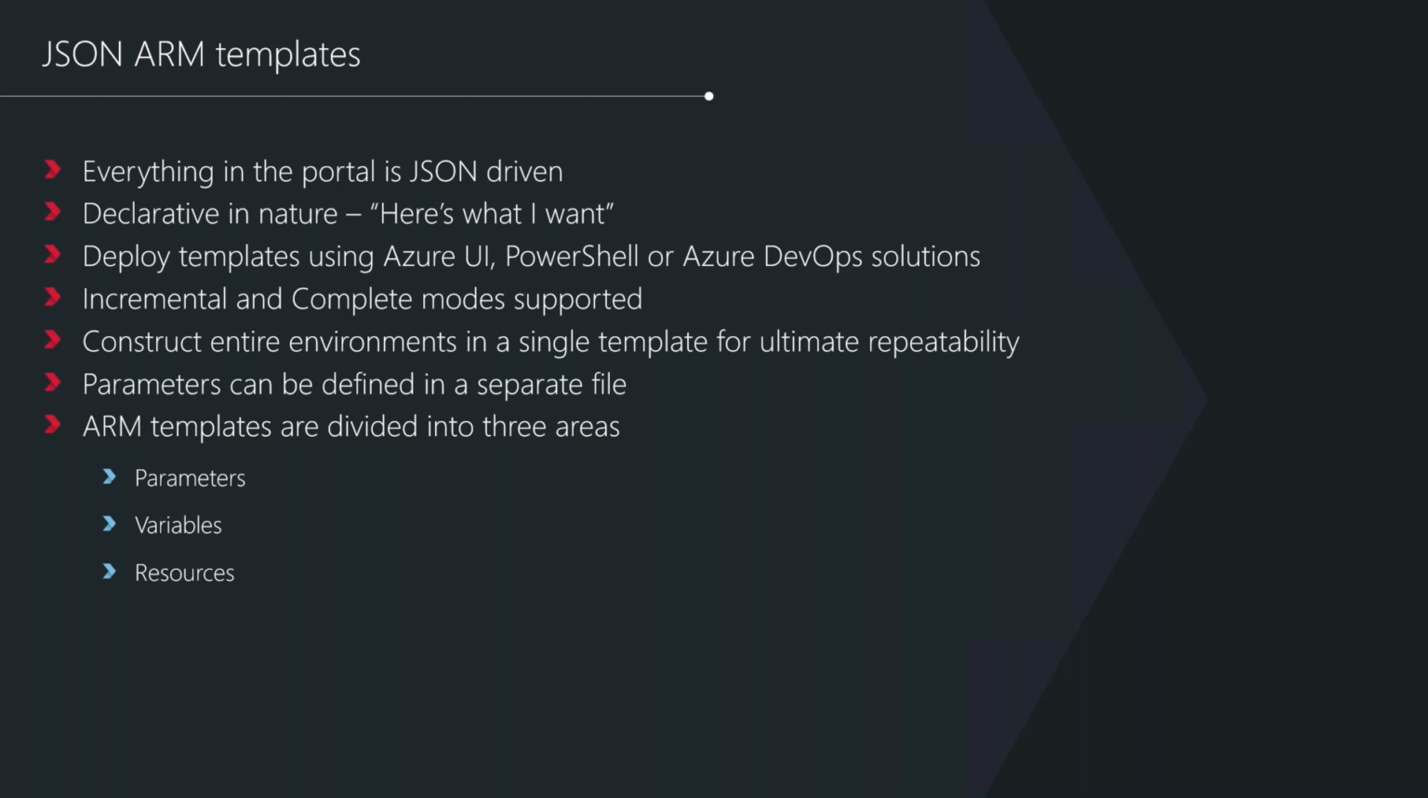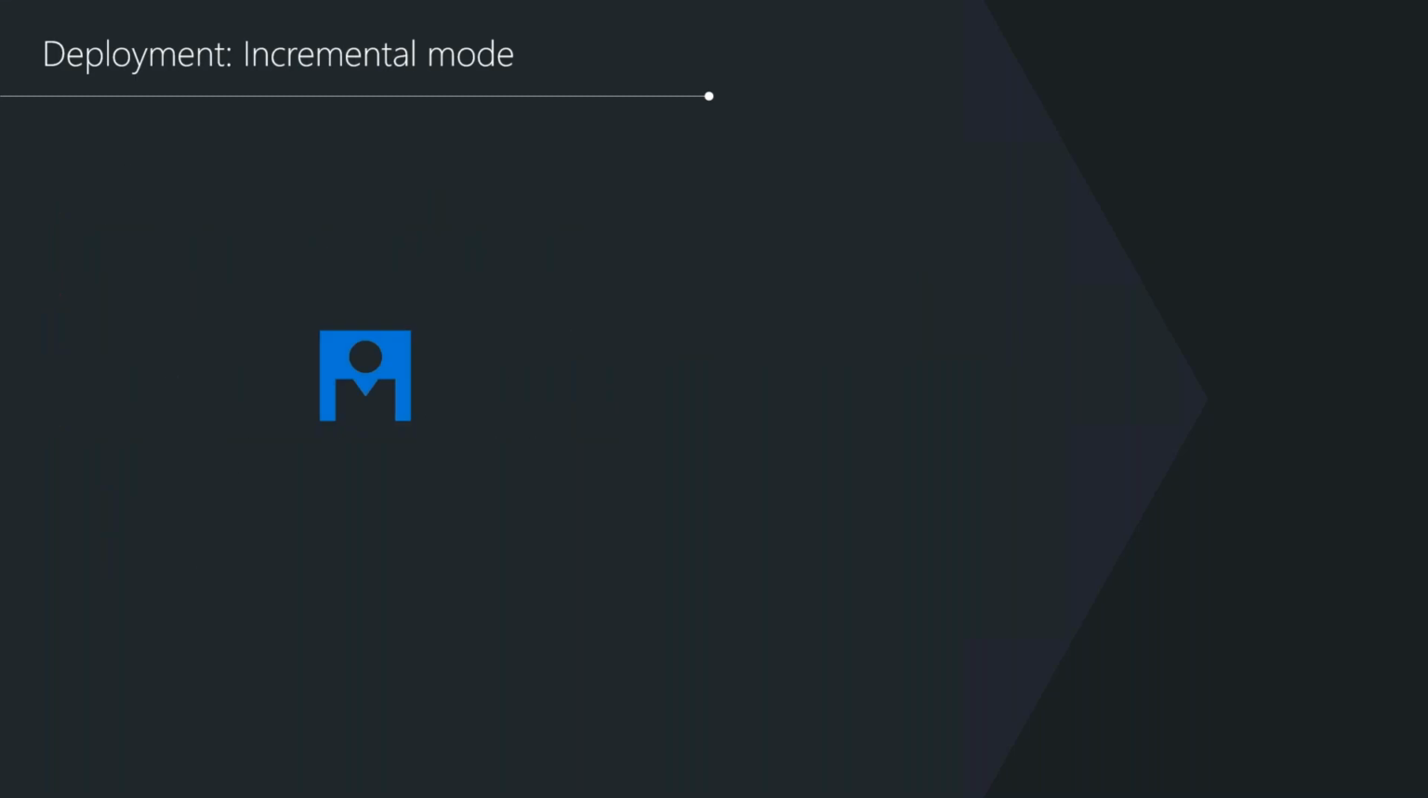And how we divide these templates up from a coding perspective, we generally have two files. We have our parameters file, and we have our ARM template file itself, which is divided into three areas, which is parameters, variables, and the resources, the Azure resources that we want to actually deploy.